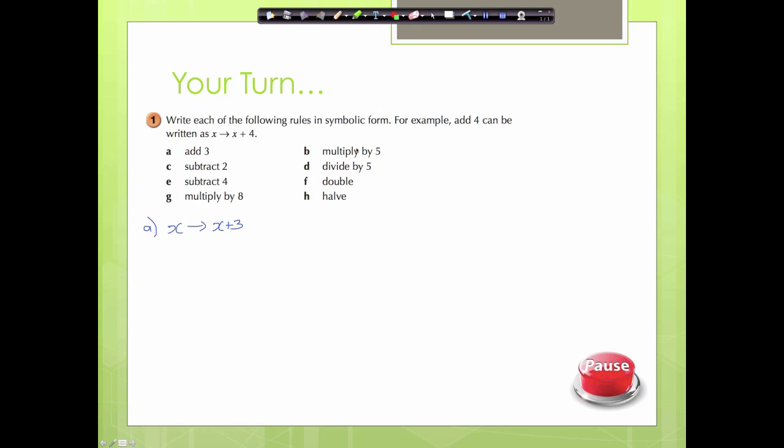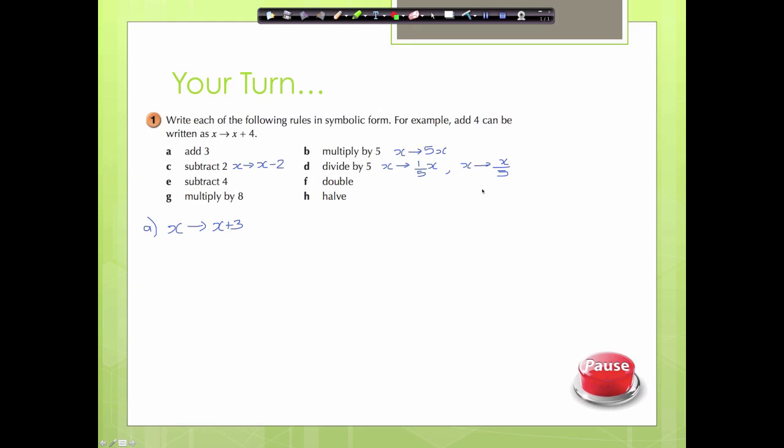Okay, for 1b, we're multiplying by 5. So I have x multiplied by 5, so I've got 5x. C, subtract 2, so I have x mapped onto x minus 2. Divide by 5, x is mapped onto, dividing by 5 is the same as multiplying by the fraction, so it's a fifth of x, or you can have x divided by 5.